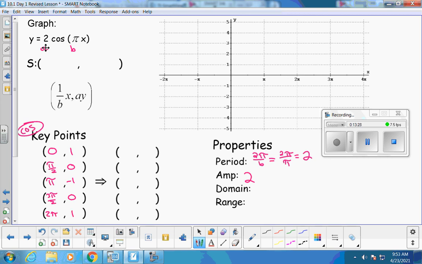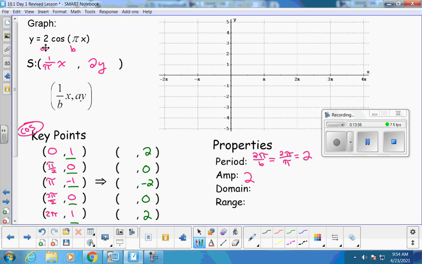All right, let's talk about our scale change. It's going to be 1 over b times x. So 1 over pi times x. And a times y will be 2 times y. Let me do my y's first. I think they're going to be the easier ones. All the numbers I'm underlining in green, I'll just multiply by 2. So 2, 0, -2, 0, and 2.